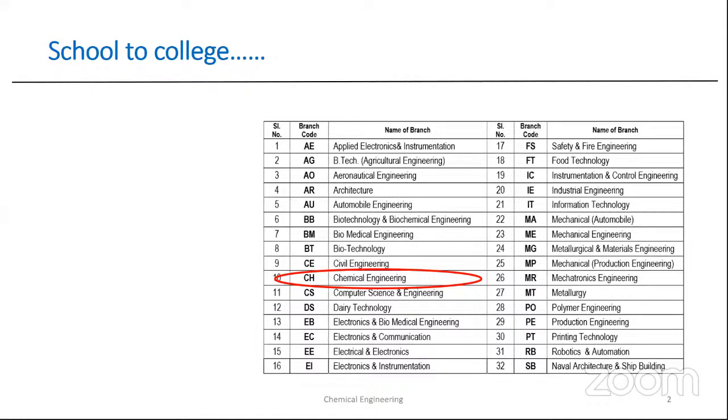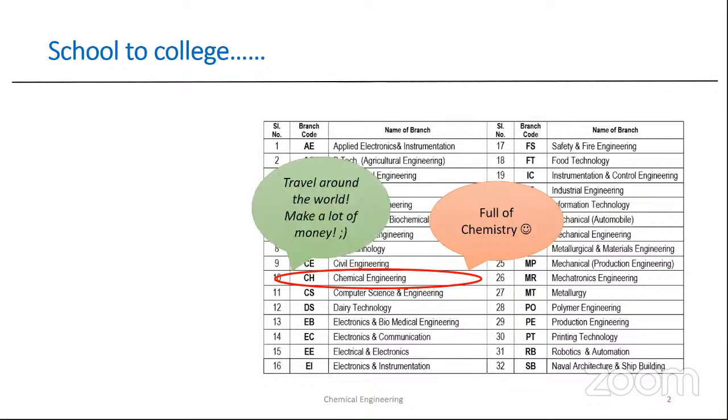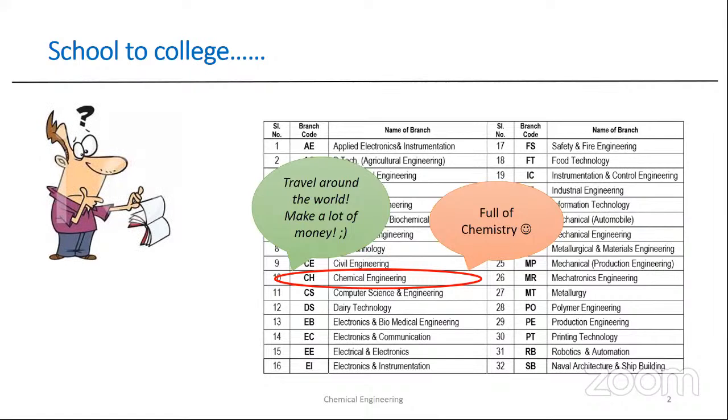My main resource was my teachers. I asked my school teachers and the tuition teachers, what is chemical engineering? One of them told me it's full of chemistry. That was my chemistry teacher, so I was so happy: okay, I'm going to pursue chemistry in engineering. Another teacher told me, if you want to travel around the world and make a lot of money, go for it. But that was not my thing, because you can do that with any other profession. So I didn't get a complete idea of what exactly chemical engineering is.